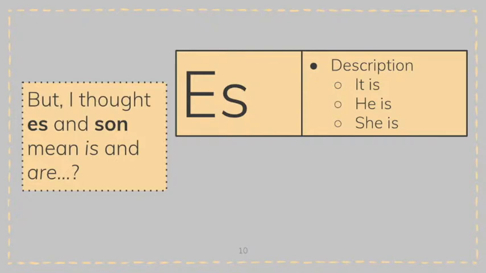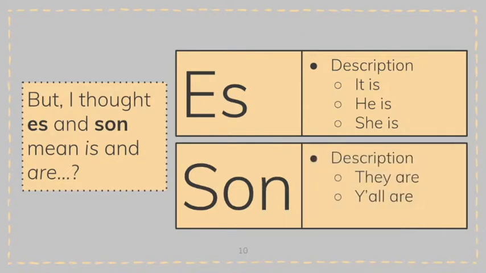The word son does mean are. Ellos son, they are. Ustedes son, y'all are. And if son is just by itself, it means they are, but it's talking about multiple objects. Okay? So, es and son do mean is and are. Hay means there is and there are. Again, talking about the existence of an object.